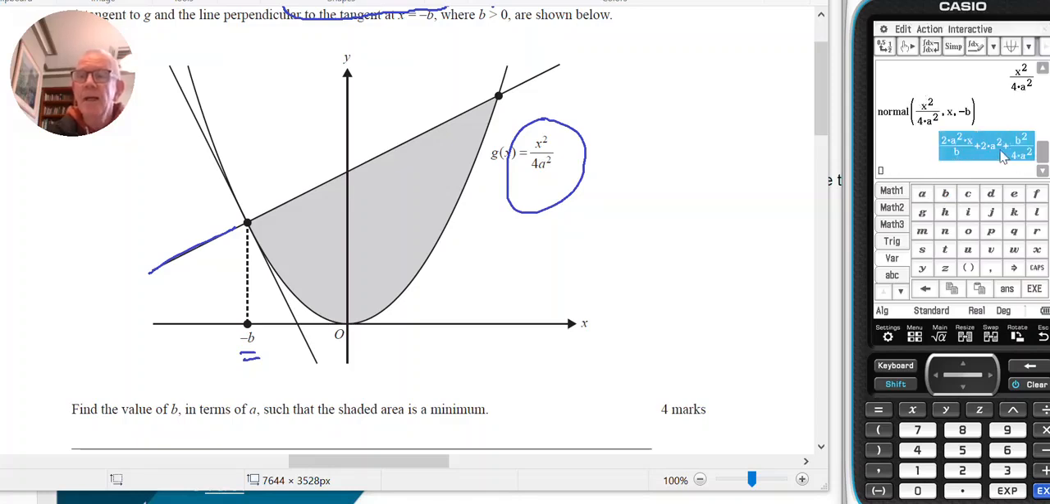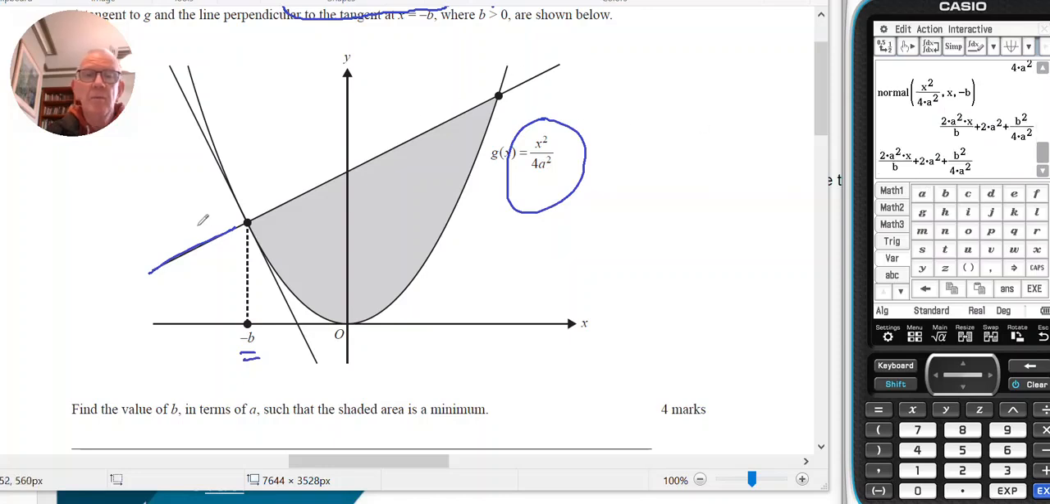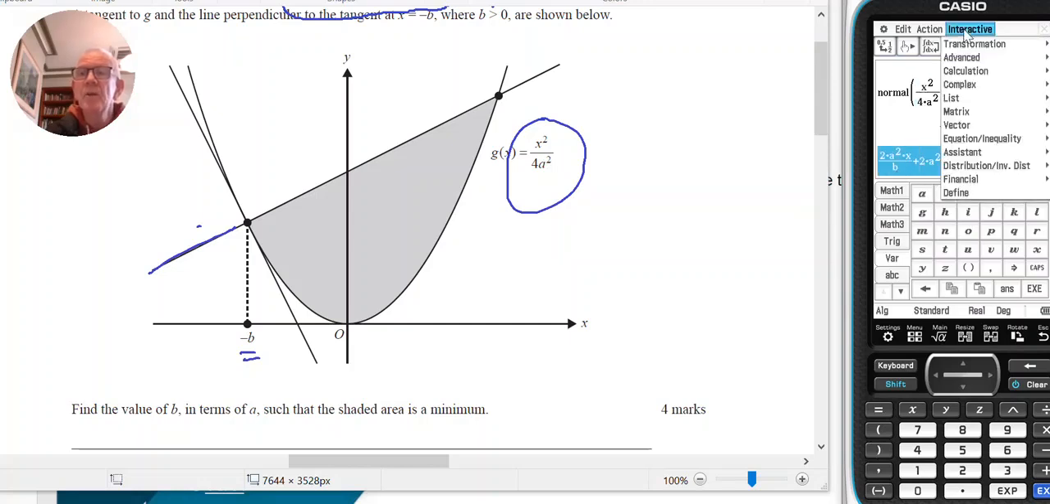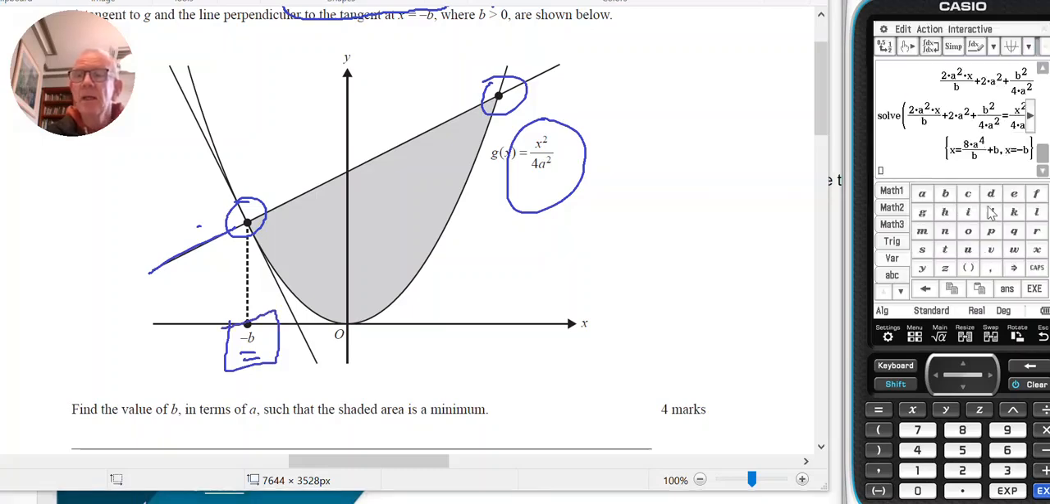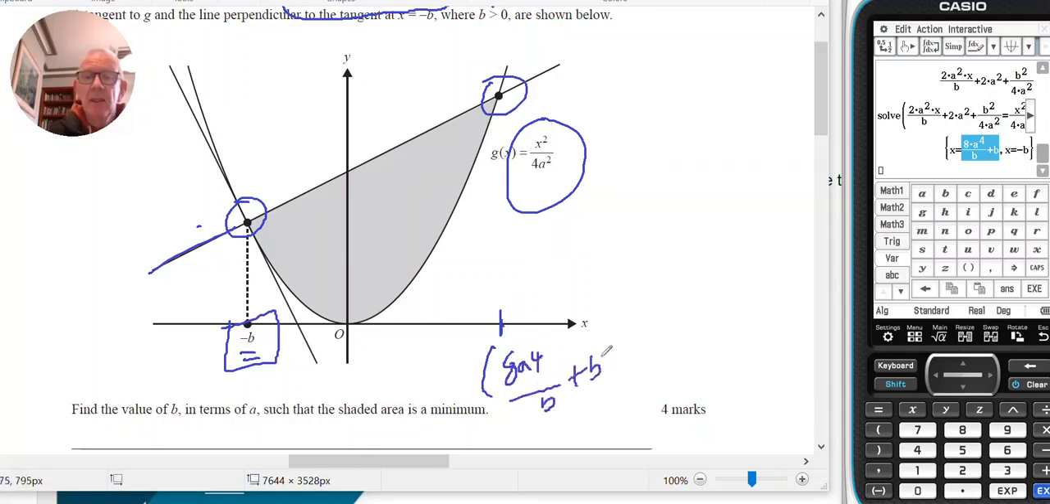I'd like to take that, which is the equation of the normal, this line here, and make it equal to the parabola and solve for x. That will find the two x-intercepts, so the two intersection points. Now I know one of them will be minus b. Advanced solve for x, okay. And of course I got minus b, and I got this expression. So this coordinate here is 8a to the 4 on b plus b.